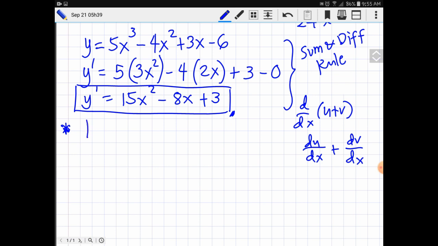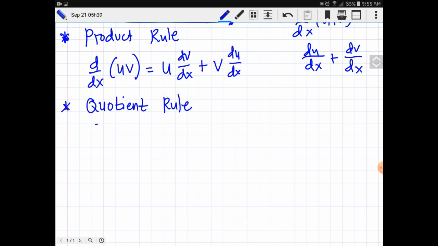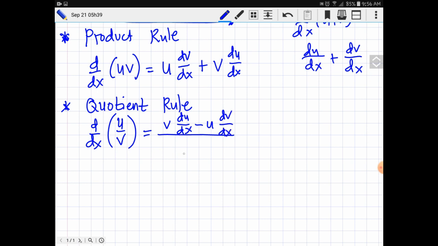However, for the product rule, the d over dx, or the derivative of u multiplied by v with respect to x, is equal to u multiplied by dv over dx, plus v multiplied by du over dx. If we are going to solve for the quotient rule, the d over dx of u over v, so this is a fraction, it is v multiplied by the derivative of u with respect to x, minus u multiplied by the derivative of v with respect to x, all over v squared.